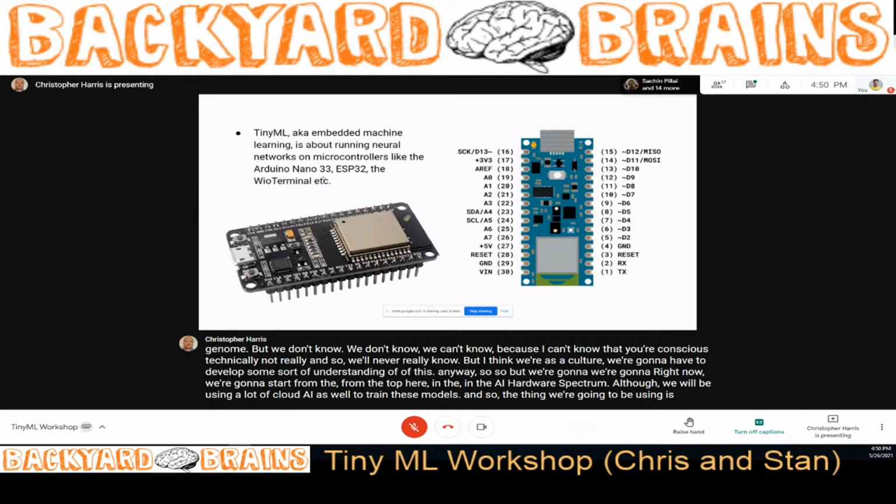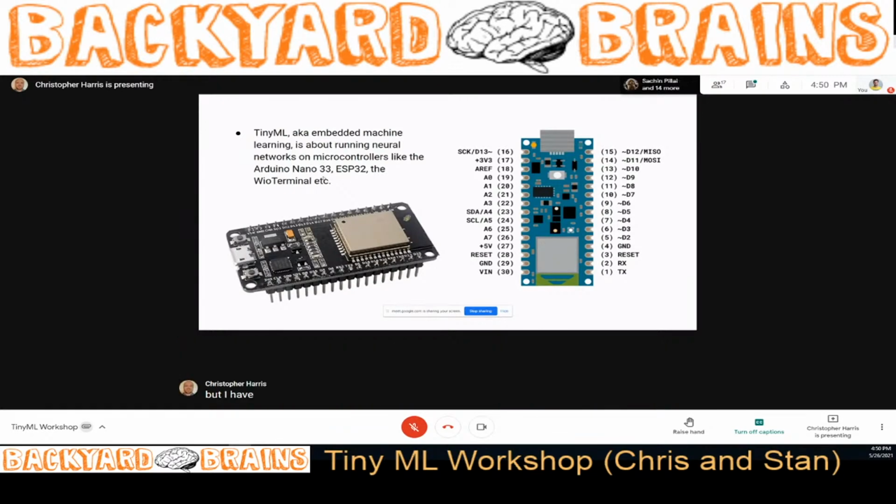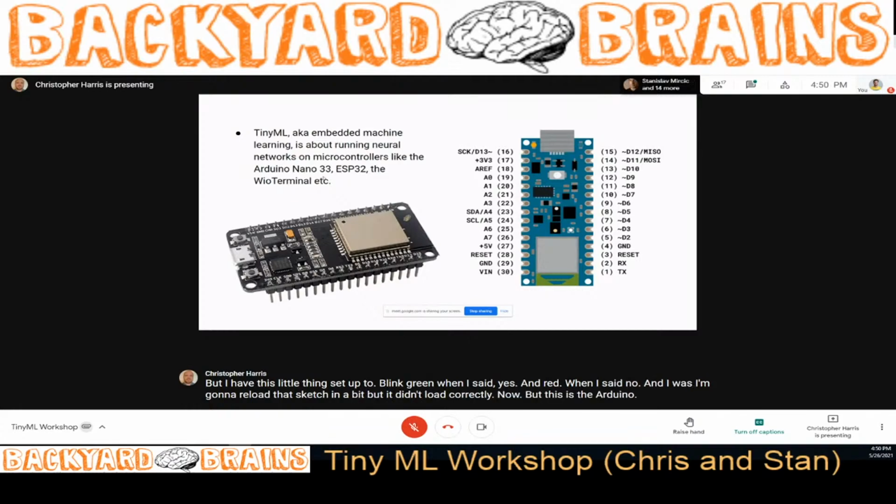Okay. So I had this little thing set up to blink green when I said yes and red when I said no, and I'm going to reload that sketch in a bit, but it didn't load correctly now. But this is the Arduino Nano 33 BLE Sense.